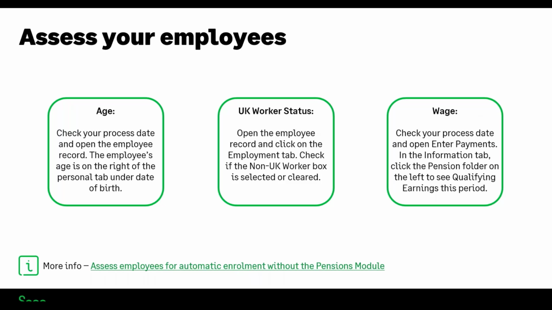And that is their age, their UK worker status, and their wage. So to manually assess them, starting with the age, you'll check your process date and go to the employee's record, and you'll find the employee's age is on the right-hand side of the Personal tab underneath the date of birth.